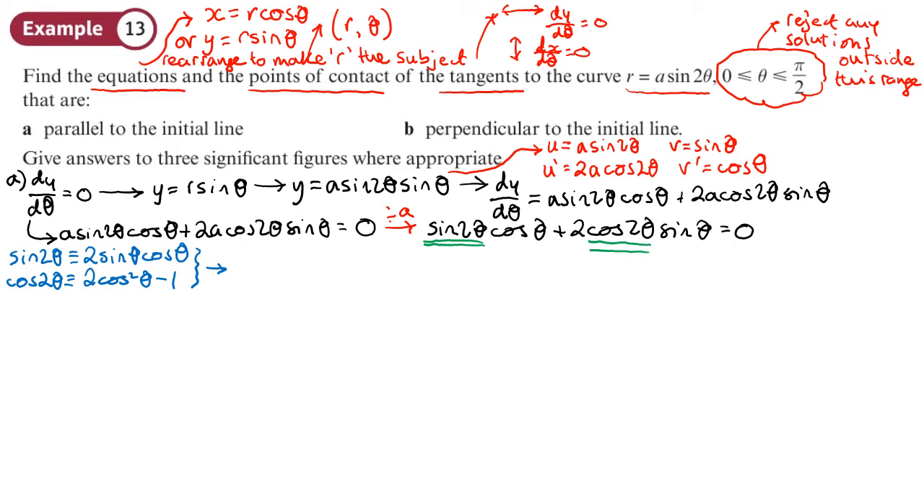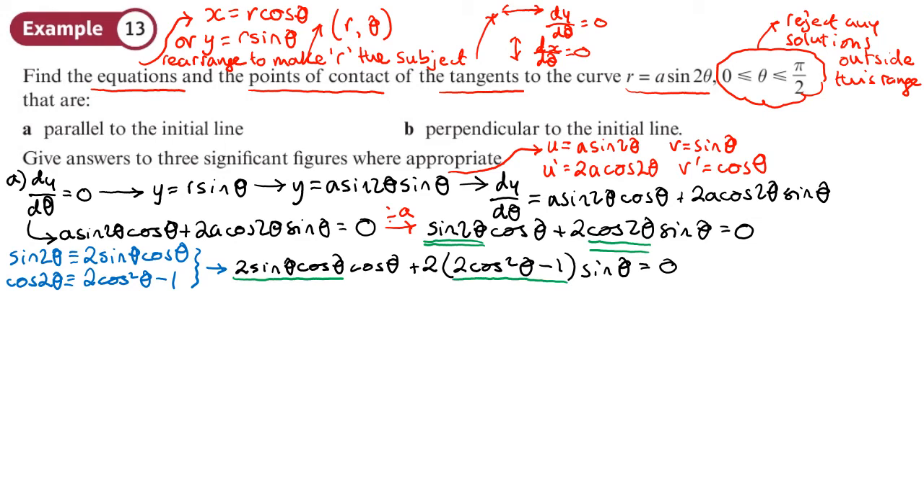Right, so the sine 2θ will change to 2 sine θ cos θ, then times cos θ. I'll underline in green the bit that we substituted from here, and then plus 2, and it's going to be 2 lots of this, so I'll put that in brackets, 2 cos squared θ minus 1, times sine θ equals 0. Again, I'll underline in green where I've done the substitution.